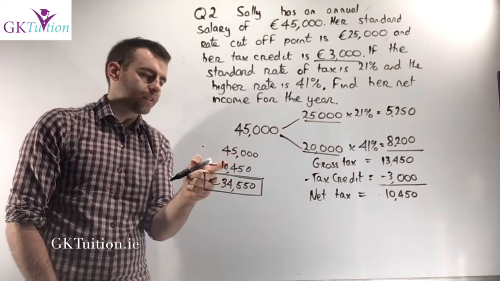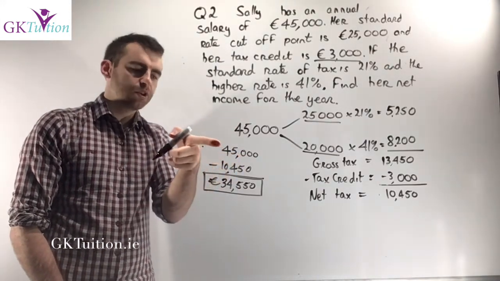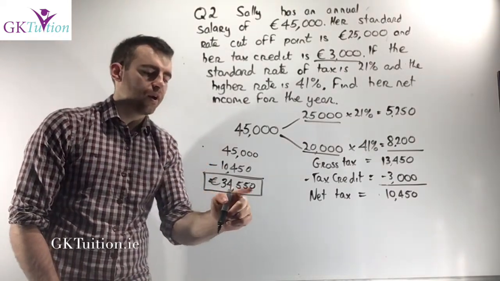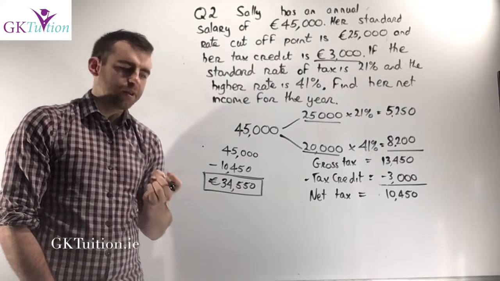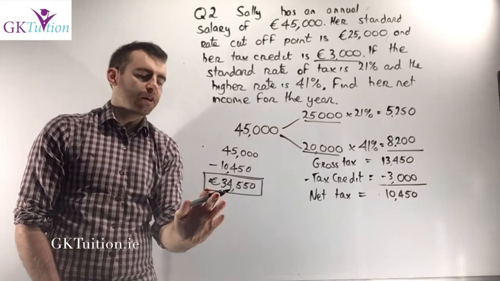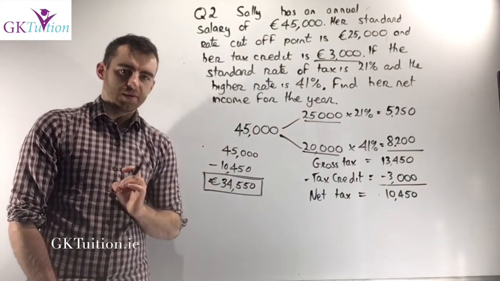If you subtract the net tax, the amount of money she earned minus the amount of tax she has to pay, that gives me 34,550. That tells me that the amount of money Sally actually gets to take home, her net income, is 34,550.